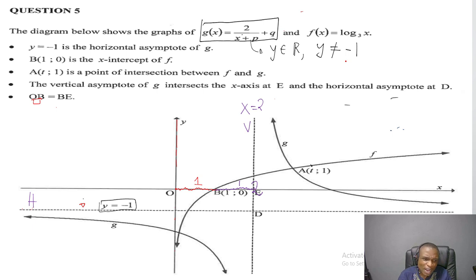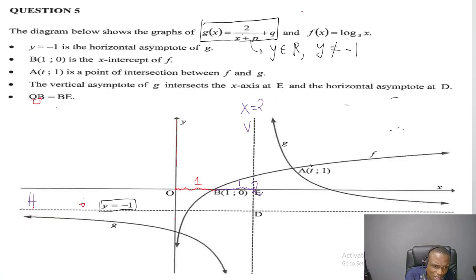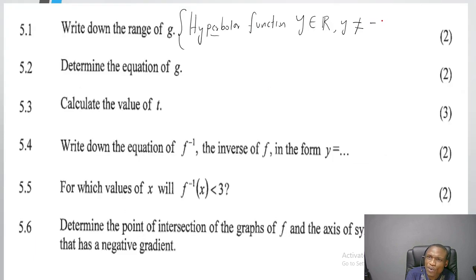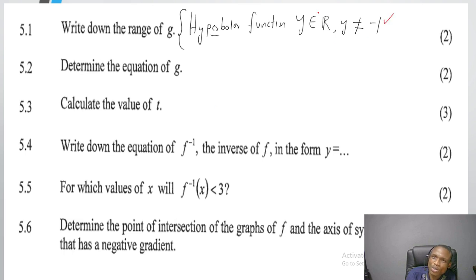So finding the range of a hyperbola function, guys, is very simple. You say y is an element of real numbers. Y can be any number, but y should not be the y asymptote. What is the y asymptote? We are referring to the horizontal asymptote. Again, let's go back. What is the horizontal asymptote? This line here, which is -1. So y should not be -1. Let me bless you with 2 marks. 1, 2.